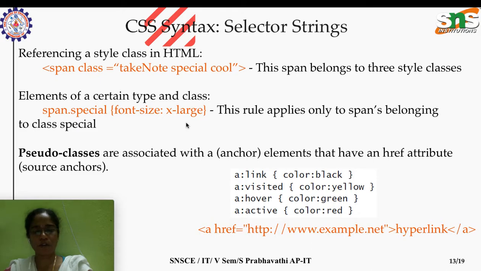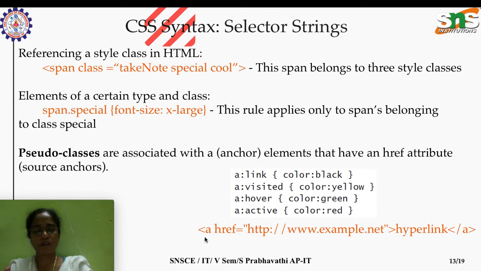So that is one way of having the CSS style for HTML elements, and the other one is special styles for the anchor element. There are some pseudo classes. Pseudo class means already predefined styles are given, like link, visited, hover, active. We cannot change these names. Pseudo classes are classes associated with an HTML element, mainly the anchor element which has the href attribute.